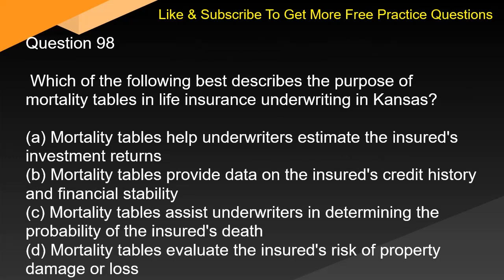Question 98. Which of the following best describes the purpose of mortality tables in life insurance underwriting in Kansas? A. Mortality tables help underwriters estimate the insured's investment returns. B. Mortality tables provide data on the insured's credit history and financial stability. C. Mortality tables assist underwriters in determining the probability of the insured's death. D. Mortality tables evaluate the insured's risk of property damage or loss.